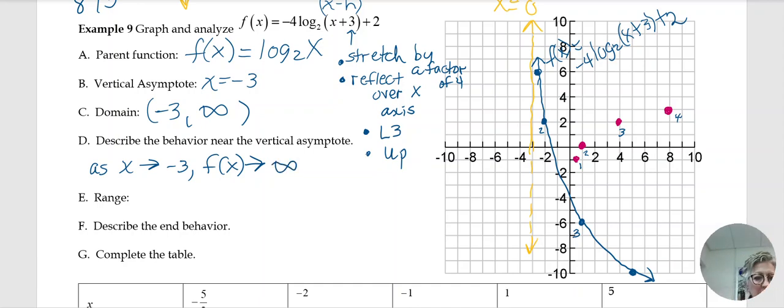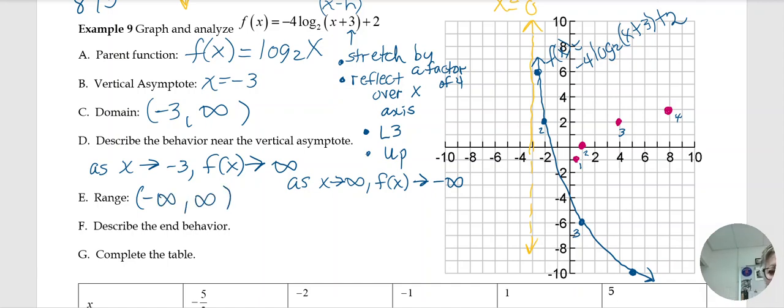And right, it doesn't ask for this, but as x approaches positive infinity, f of x approaches negative infinity. All right, and the range, of course, is all real numbers. Oh, here's the end behavior. We just did that. So it did ask us for it.